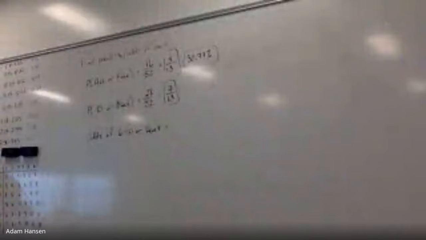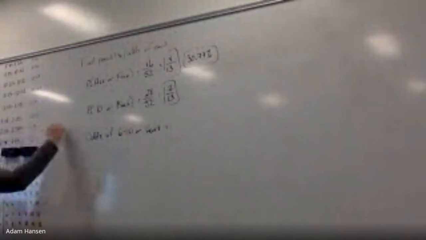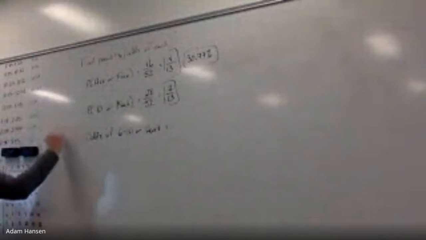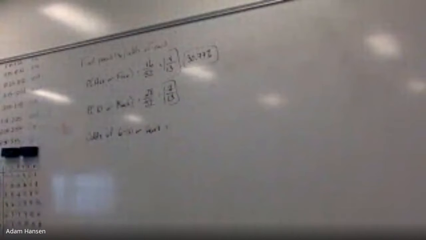So this one says the odds of drawing either a 6 through 10 or heart. Remember, odds is favorable over unfavorable, listing all the favorable outcomes to all the outcomes that don't include what you want. Not drawing a 6 through 10 or heart.